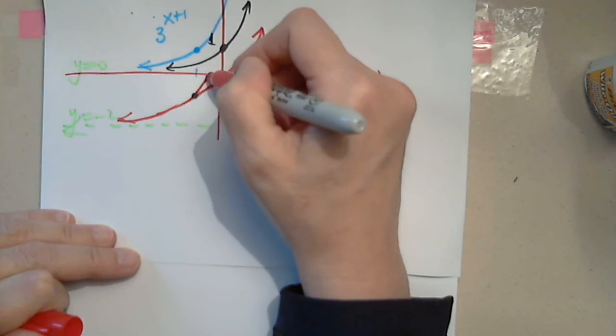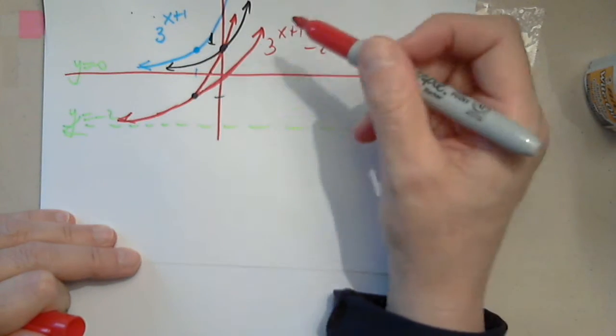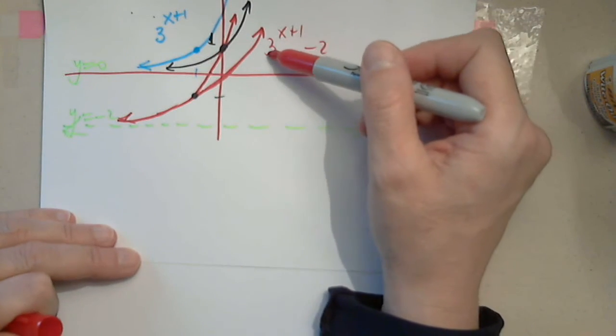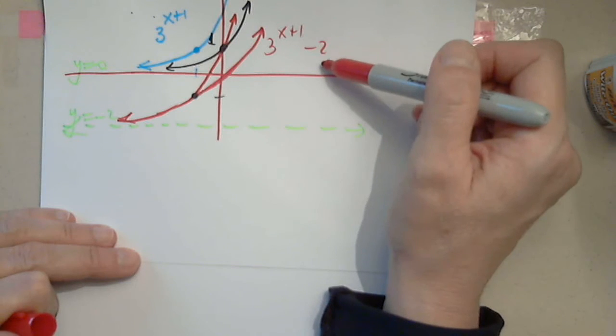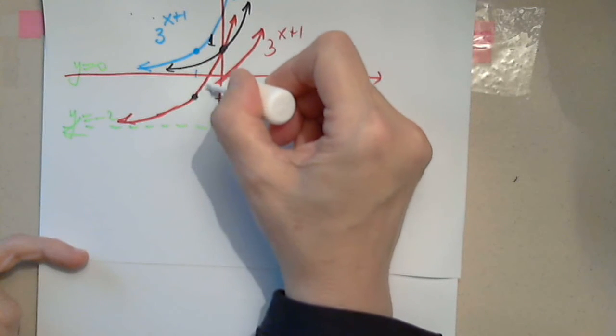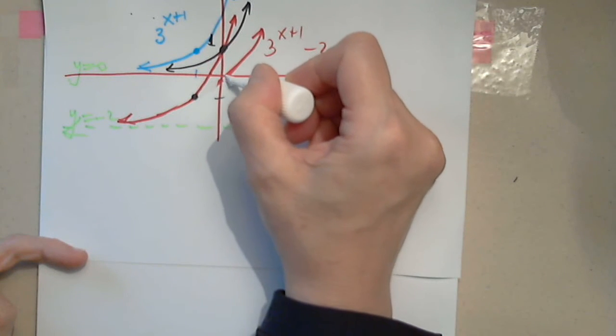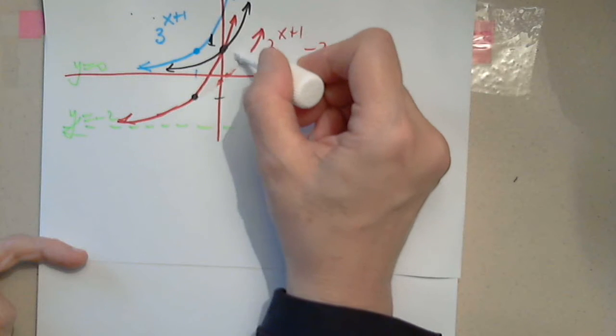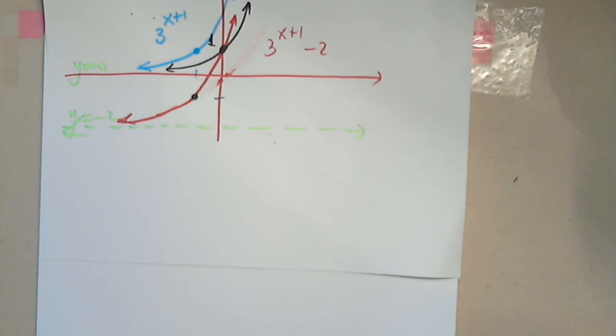But I'm not really interested at this point, right? Because when x is 0, 3 to the first power is 3, 3 minus 2 is 1. So I can adjust that. But I'm not interested in details till we learn how to solve exponential equations to find the y-intercept as well. Okay. Any questions on this?